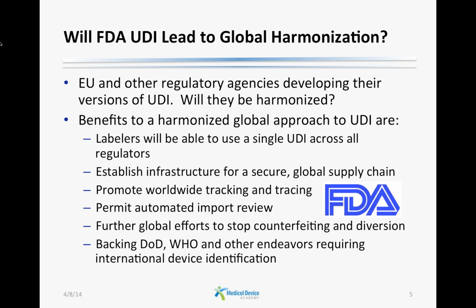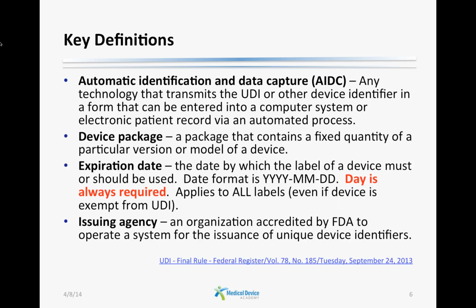There are several key definitions you should be aware of that are in the final rule. Automatic identification and data capture, or AIDC, is a fancy way of saying barcode. The most notable definition here is the date format, year, month, day. The proposed rule had month, day, year. If you use the date on a device or package, it must be in the final rule format. This requirement applies to all medical devices when a date is used on its label.